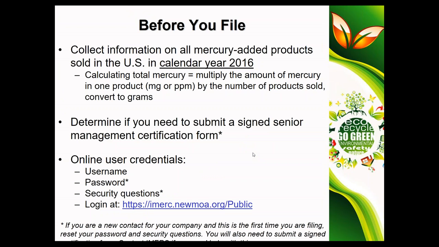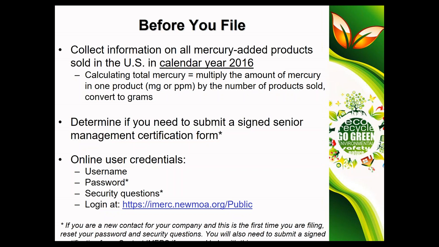So the first thing, before you file, I just have this slide here to make sure everybody's on the same page with what they need to do. This is the 2016 triennial. The states require the reports every 3 years, so the most recent filing before this was for 2013. You're going to collect the information on mercury-added products that were sold in the U.S. in calendar year 2016. So even though it's a three-year cycle, it's only looking at that calendar year. You're going to gather the data for 2016, and you're going to gather the data for the U.S.